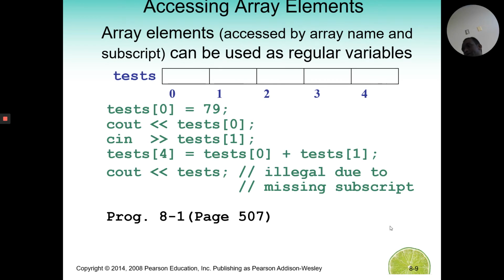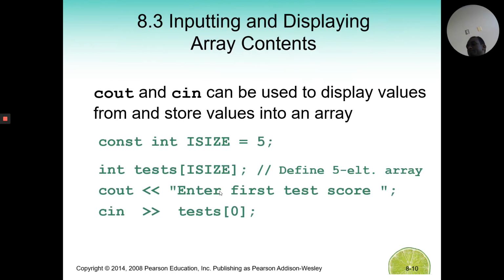Array elements are accessed by array name and subscript, and can be used as a regular variable. Here you have tests[0] through tests[4], since you have 5 elements. So tests[0] will be 79, cout tests[0], and then cin tests[1], and so forth. tests[4] equals tests[0] plus tests[1]. But cout tests is illegal due to the missing subscript. We need to know which one you want to print. cout and cin can be used to display values from and store values into an array.